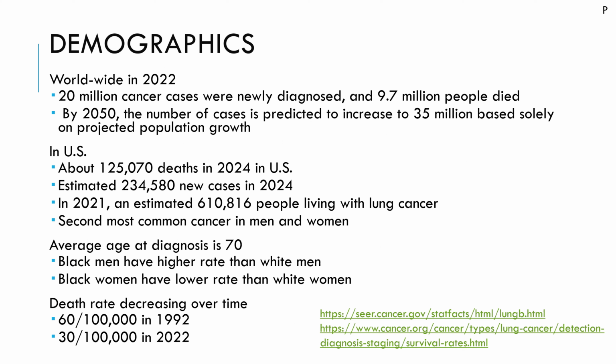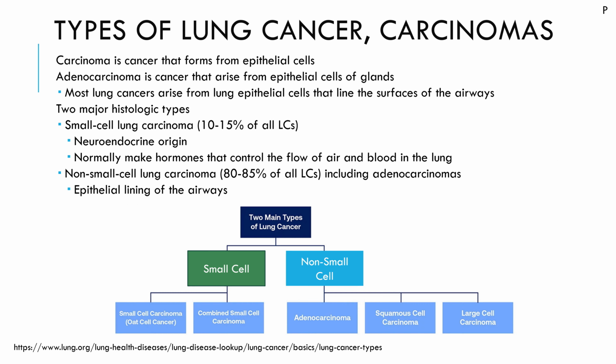Black men tend to have a higher rate of lung cancer than white men. Black women have a lower rate than white women. Hispanics are sort of in between, tending more toward the Caucasians. Death rate, fortunately, in the United States has been decreasing over time, so that basically the rate has been cut in half since 1992. And a large part of that is due to a decrease in smoking behavior. Next.